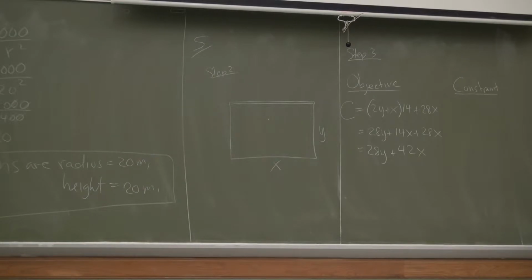What's the constraint? 2x plus 2y. 2x plus 2y. Yeah. What is the constraint here?